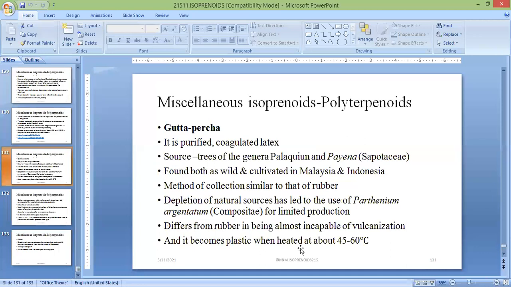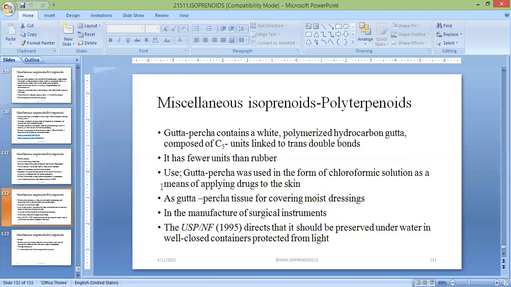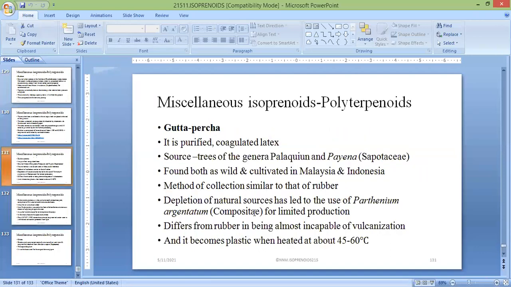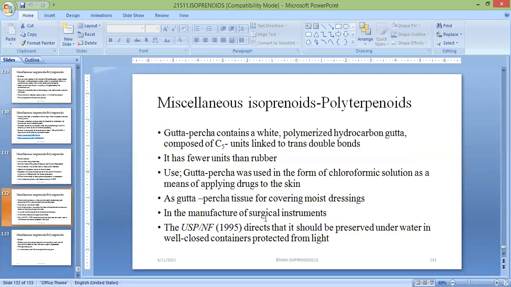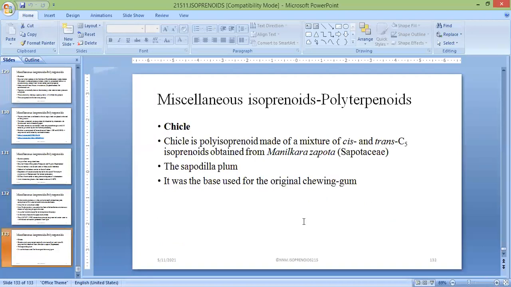So for polyterpenoids, just remember rubber and gutta-percha. That one, pharmaceutically, I didn't see as if it has a major use, but it's used in the manufacture of surgical instruments. So if anyone has a question or an addition, feel free.